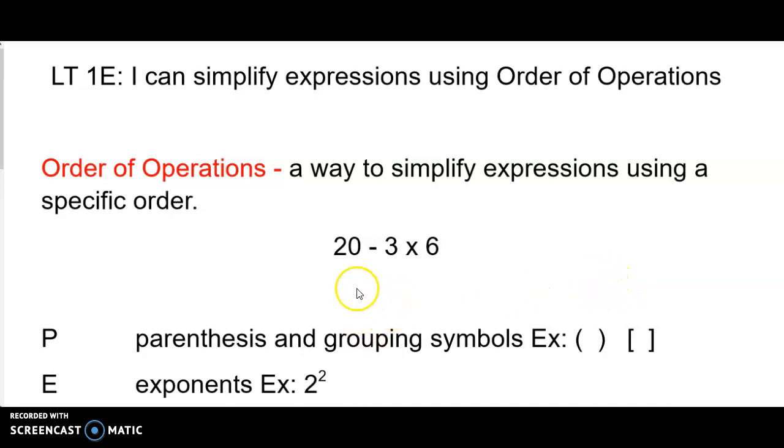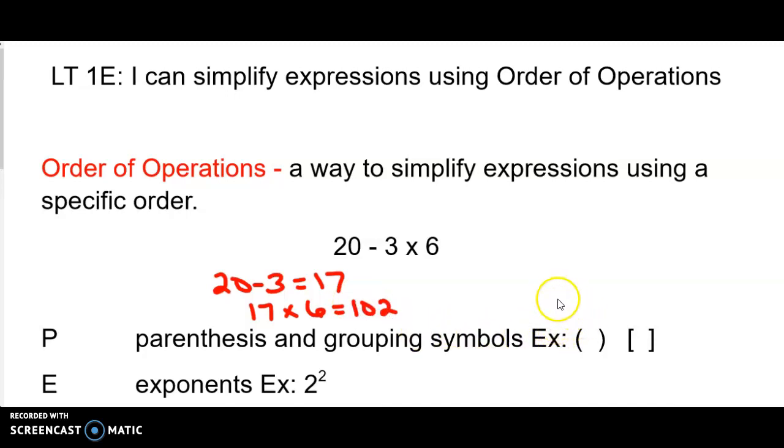So we have an expression 20 minus 3 times x. There was a mathematician that said, oh, I can do 20 minus 3, which equals 17, and then multiply 17 times 6 to get 102.